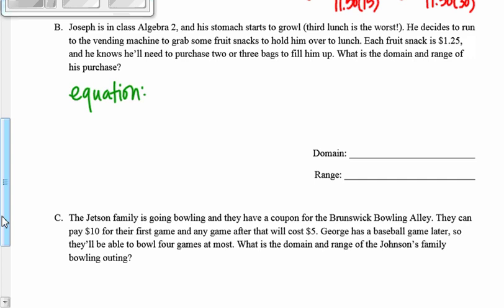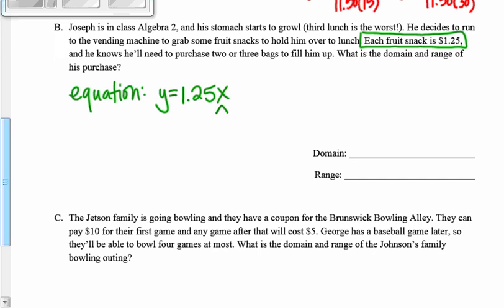So it looks like each fruit snack is $1.25. In the first problem, we were talking about how much Kanaya was making, but here we're talking about how much a fruit snack costs. So y equals, and each fruit snack is $1.25. Then I'm going to have that variable x. And again, I'm going to take a moment here and define what x and y would be.